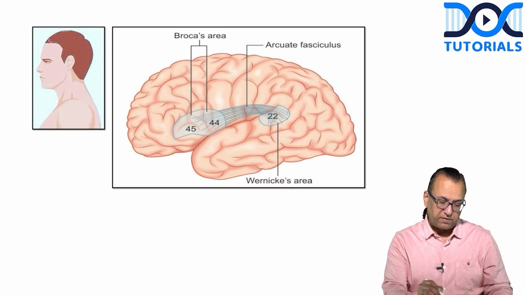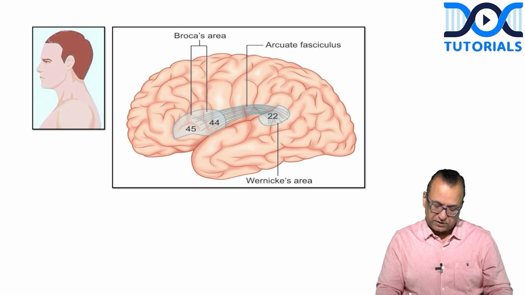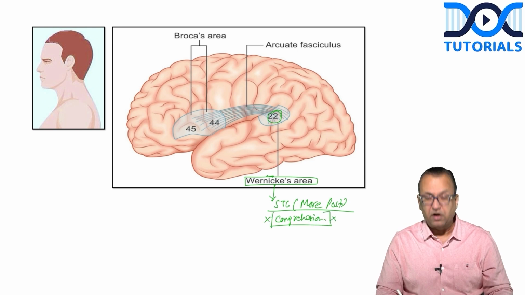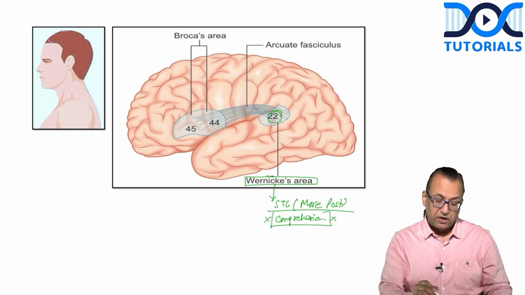So, as we are mentioning that this is the Wernicke's area, which is area number 22, superior temporal gyrus, more posterior. That is the one which is important for comprehension or understanding of language, and the patient has got that area compromised, area number 22.